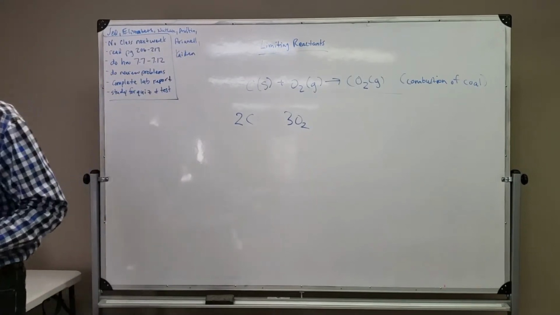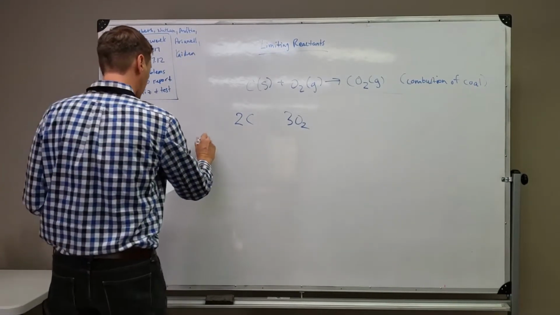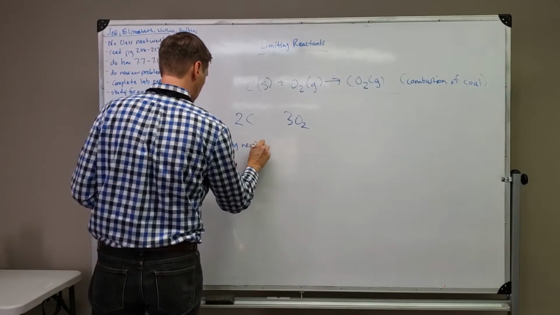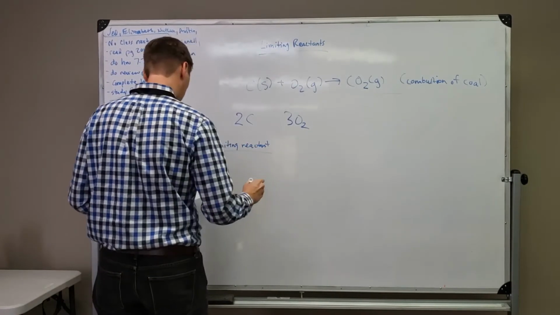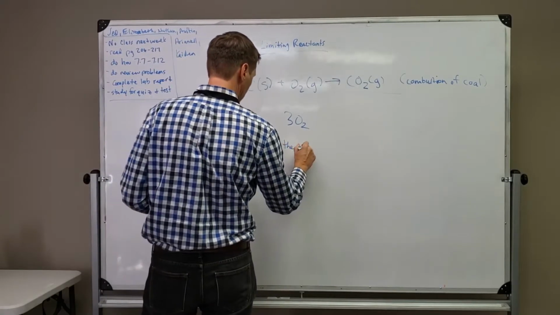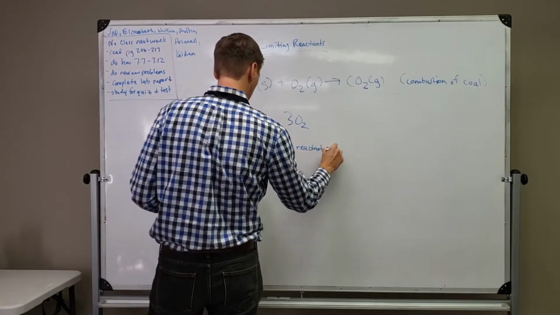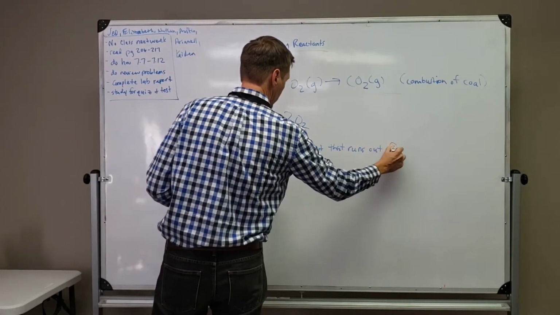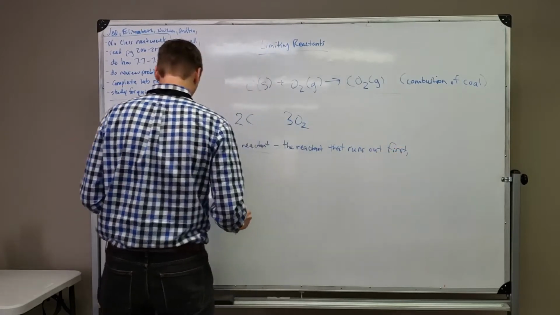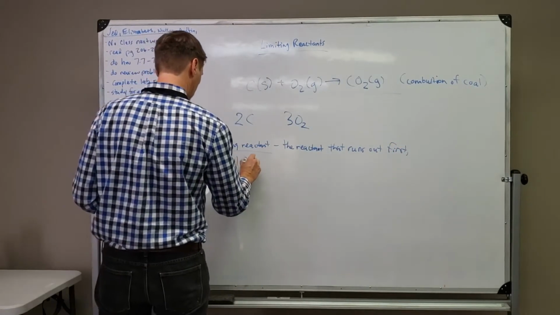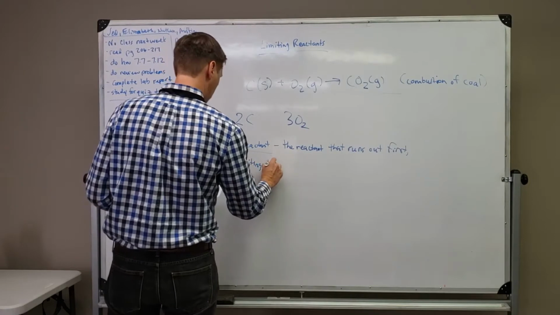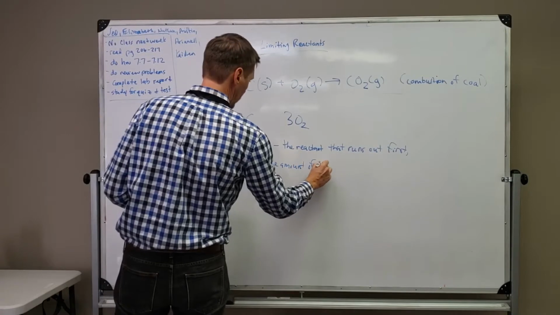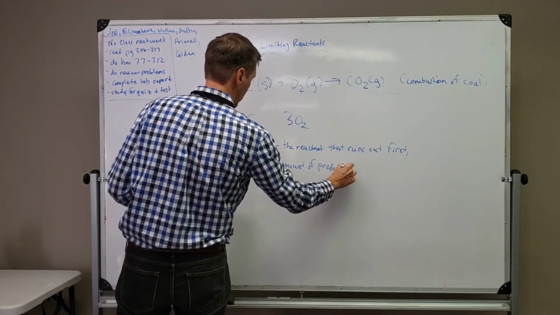So that's what a limiting reactant is. It's the one that runs out first, that keeps the reaction from going further. So let me write down the definition of that. Limiting reactant: it's the reactant that runs out first, limiting the amount of products made.